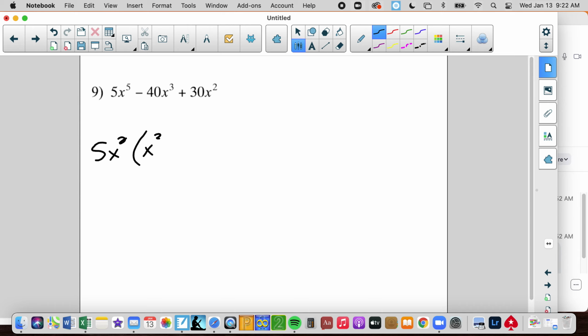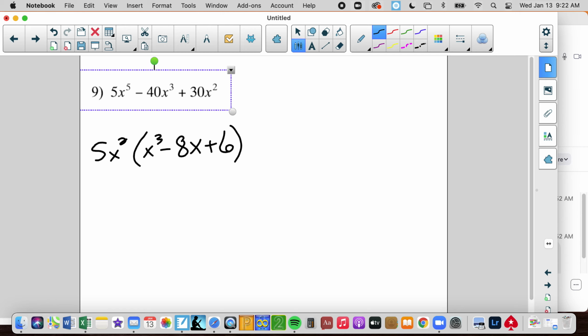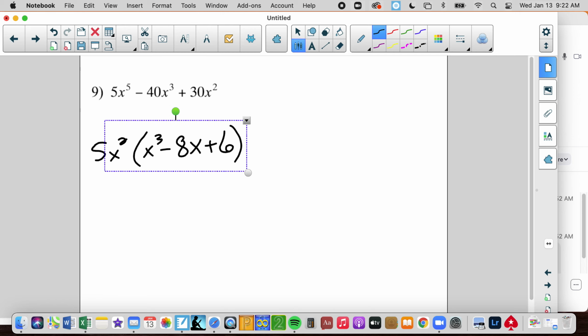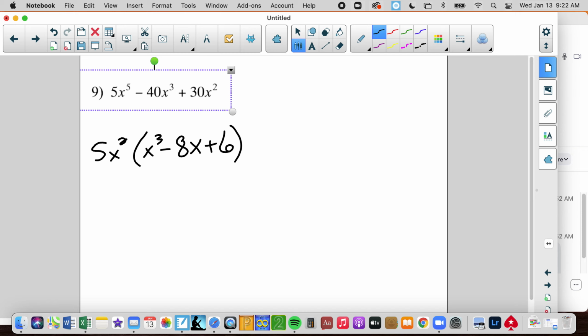That leaves me with x to the 3rd minus 8x plus 6. 5 goes into 5 once. If you take x to the 2nd from x to the 5th, you get x to the 3rd. 5 goes into negative 40, negative 8 times. X to the 2nd from x to the 3rd leaves me with 1 left over. 5 goes into 30 6 times. And x to the 2nd, if you take x's from x's, you're left with no x's left.